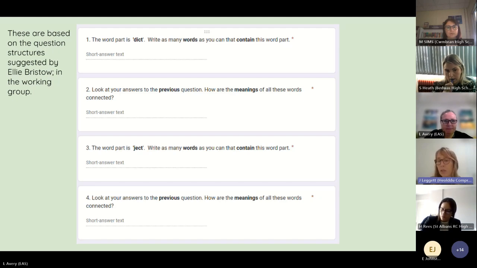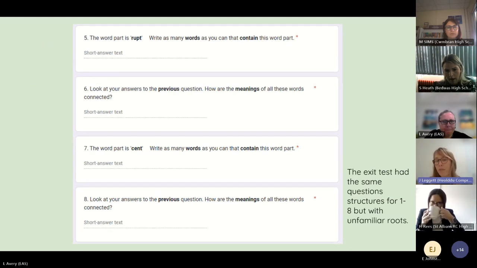And then the next group is on ject. How many words can they think of, and can they work out the connections between these words? And obviously at the beginning the answer was no, which we're going to look at some of the results. And the exit test had the same structure, but it was with unfamiliar roots.